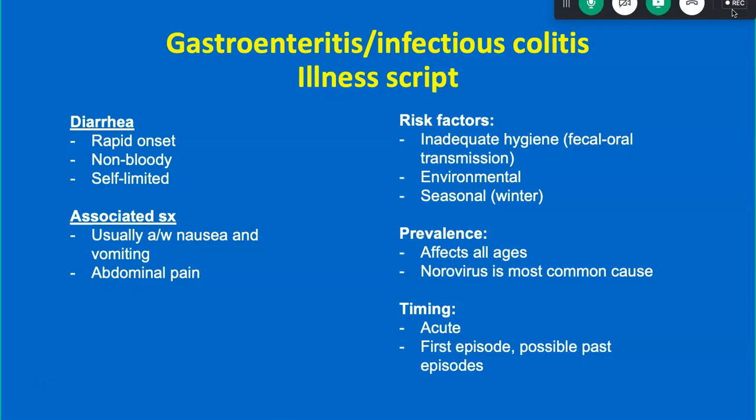It's really important when you're suspicious of gastroenteritis to make sure you get a good diet history, right? Because there's certain things that people may have eaten at a restaurant or at home that will predispose them to infectious colitis.